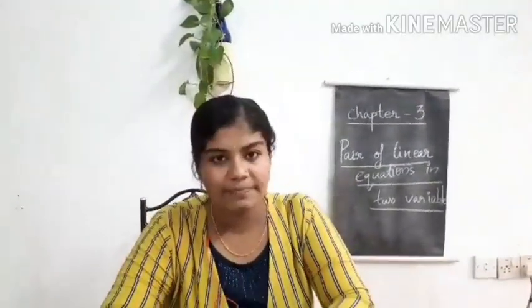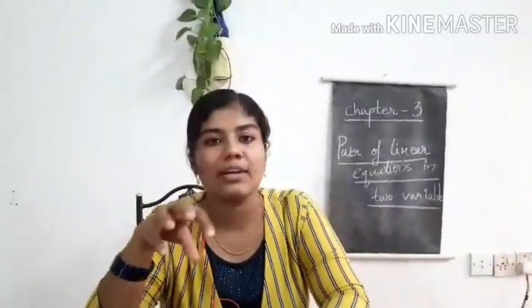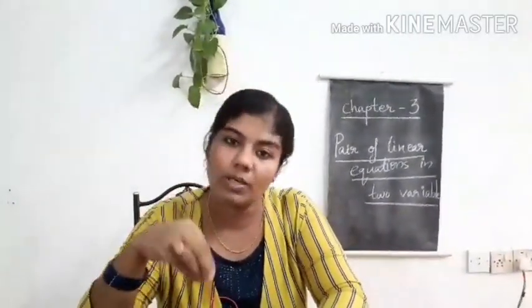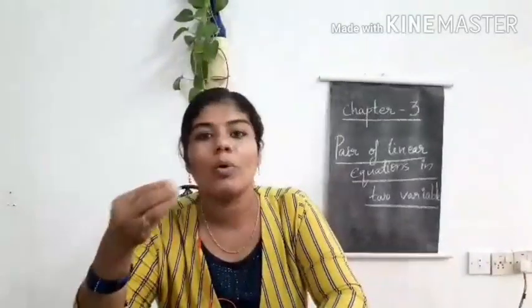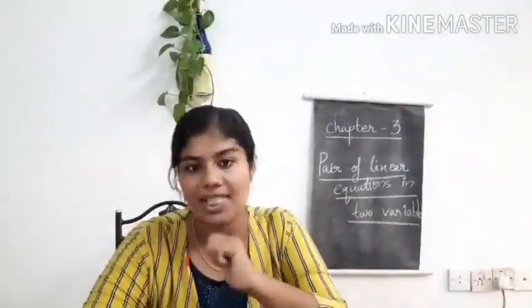That condition is A1 by A2 not equal to B1 by B2. If you are getting such a condition after you write the equation and we are just comparing the values A1 by A2, B1 by B2, they are not equal. Suppose we are getting A1 by A2 as 1 by 2 and B1 by B2 as 1 by 3, that is not equal. Then it means that your graph is intersecting, means the lines are intersecting. That is the first case.